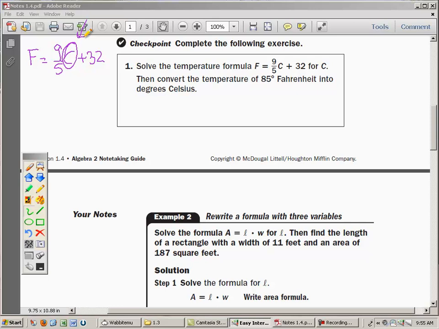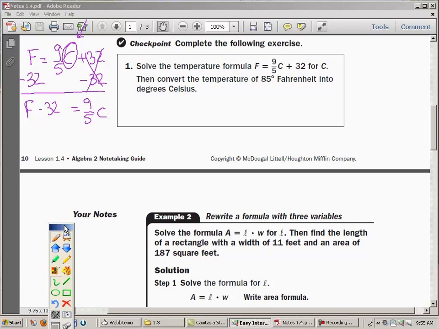So when we solve, we always work backwards. So we're going to get rid of the addition first. So this is F minus 32 is equal to 9/5 C. All right? So what we want to do then is eliminate the multiplication of 9/5. We talked about this in our previous videos.